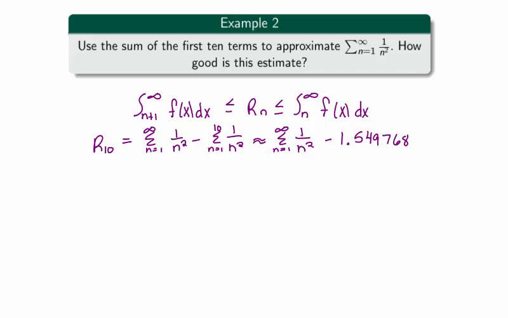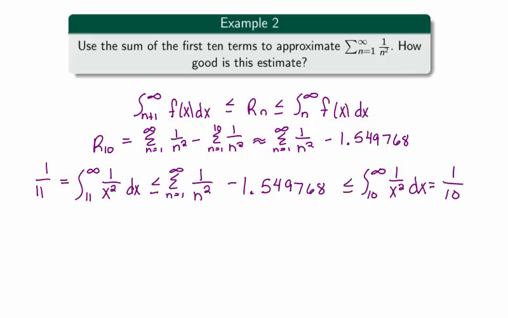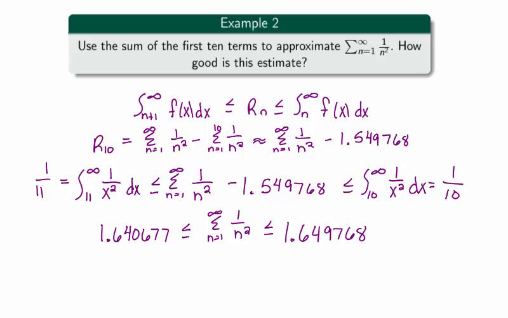1.549768. Thus our inequality becomes 1/11 equals the integral from 11 to infinity of 1 over x squared dx, which is less than or equal to the sum n equals 1 to infinity of 1 over n squared minus 1.549768, which is less than or equal to the integral from 10 to infinity of 1 over x squared dx, which equals 1/10, which we can rewrite by adding 1.549768 throughout the inequalities.